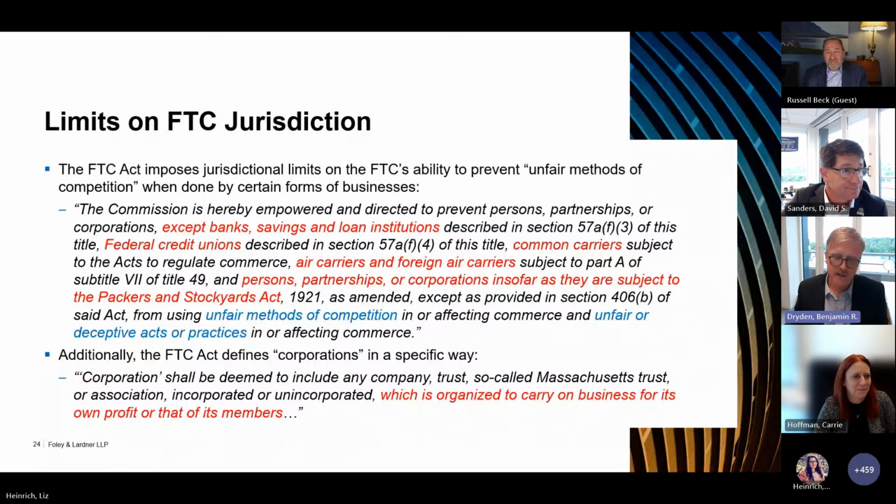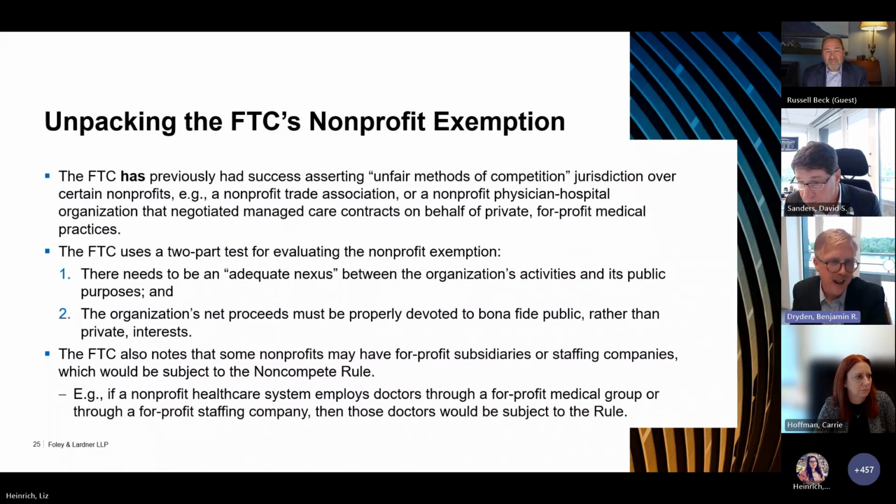So I think of that statue outside the FTC building of the man controlling trade. If that person is a livestock dealer, then that man controlling trade probably isn't subject to the non-compete rule because the FTC doesn't have UMC jurisdiction over that person. But the FTC Act Section 4 defines corporations in a very specific way. Corporation includes any company, trust, yada, yada, which is organized to carry on business for its own profit or that of its members. Next slide. So implicitly, the FTC does not have UMC jurisdiction over a nonprofit or a corporation that is not organized to carry on business for its own profit or that of its members.